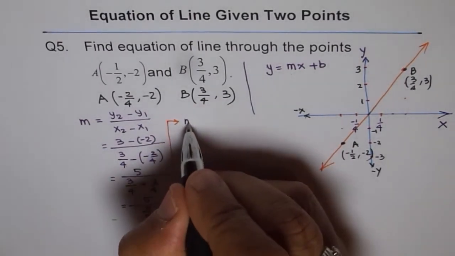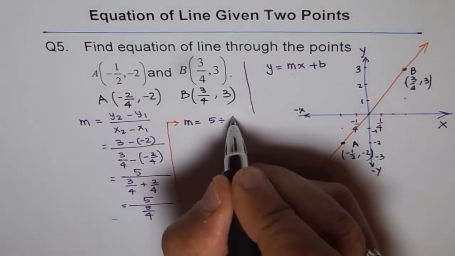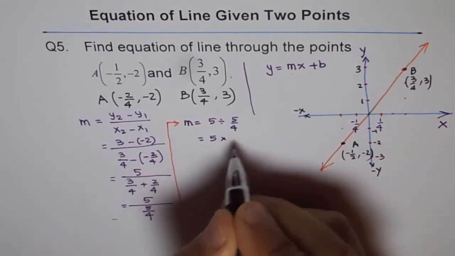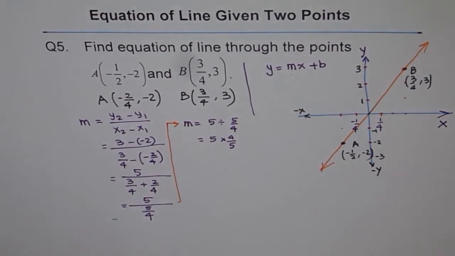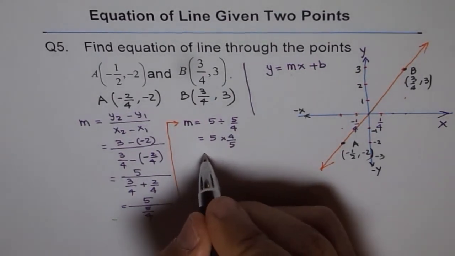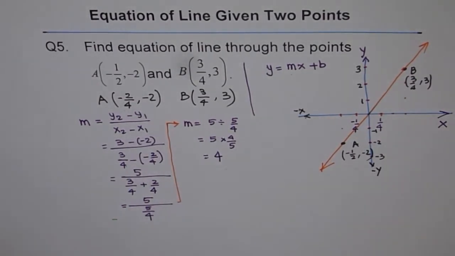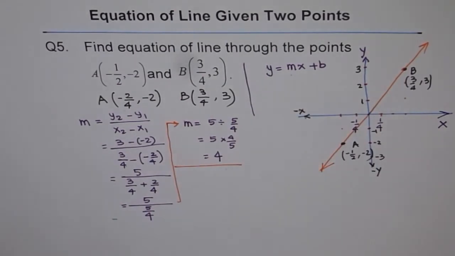So we have slope m equals 5 divided by 5 over 4. That means this is equal to 5 multiplied by 4 over 5. Is it okay? Divide and multiply means reciprocal. Flip it, right? So when you flip it, 5 and 5 cancel out, you get a slope of 4. Isn't that interesting? We started with tough numbers, but got a simple, beautiful answer. Slope of 4. Perfect. Now we know the slope of 4. This will help us to find the y-intercept, b.